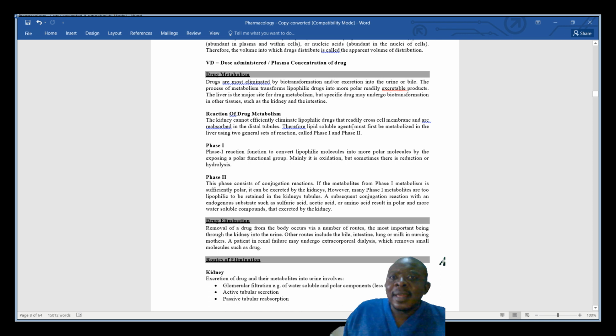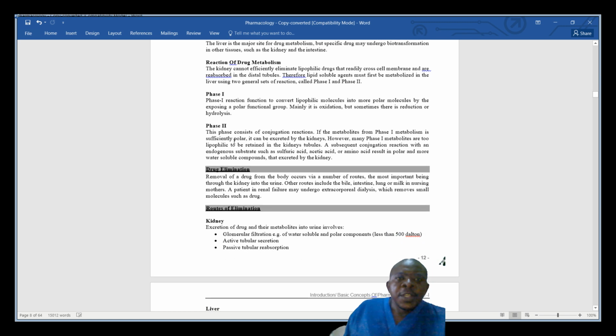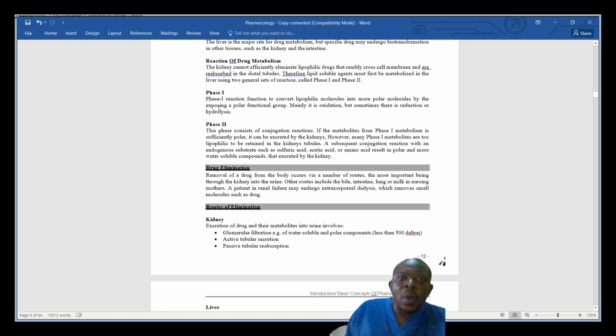So we are saying these lipophilic drugs that readily cross cell membranes are reabsorbed in the distal tubules. Therefore, lipid-soluble agents must first be metabolized in the liver using two general sets of reactions. We are calling them phase 1 and phase 2. So now, what happens in phase 1?